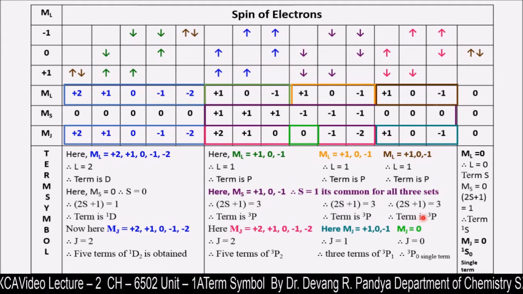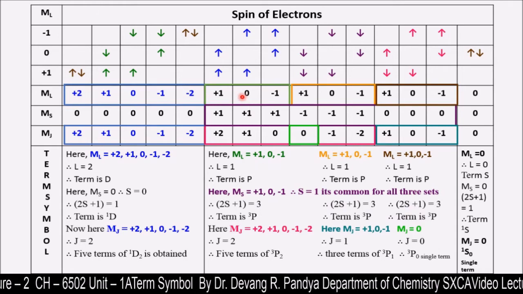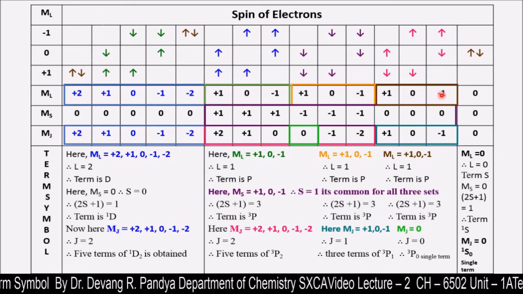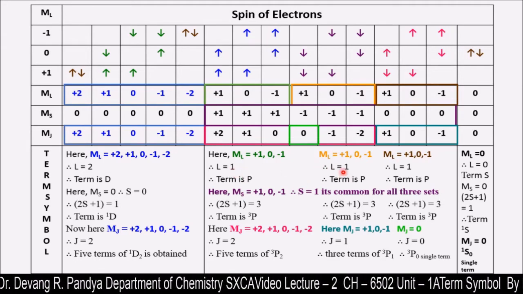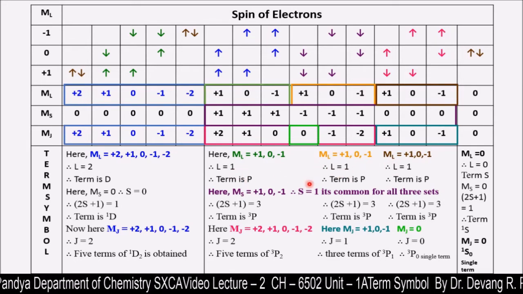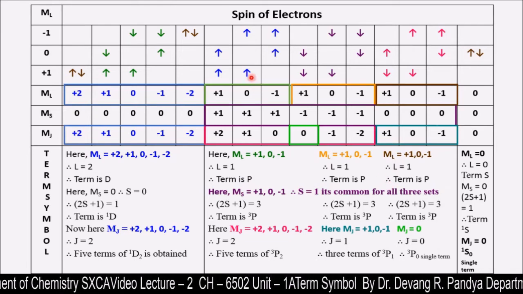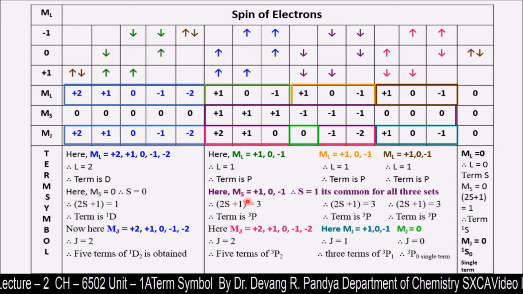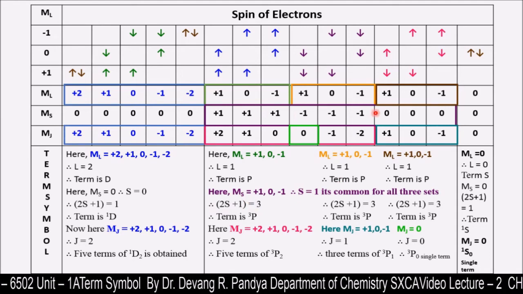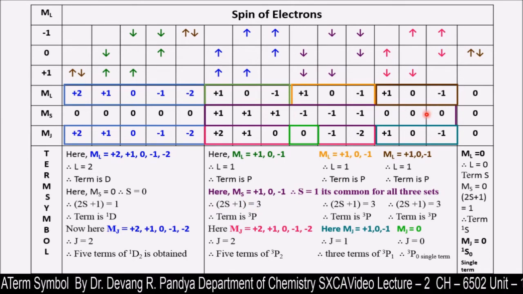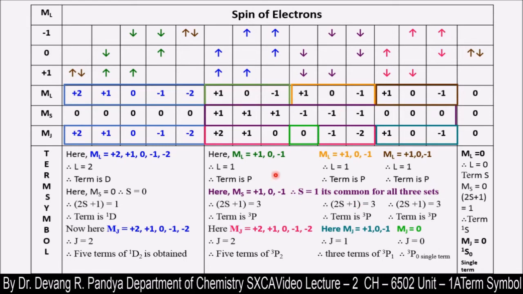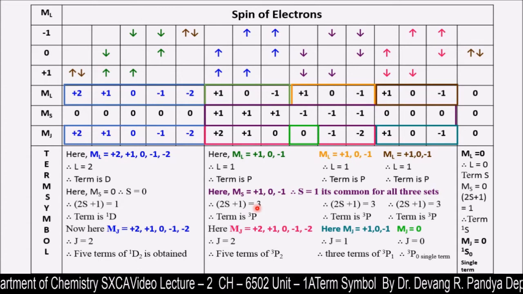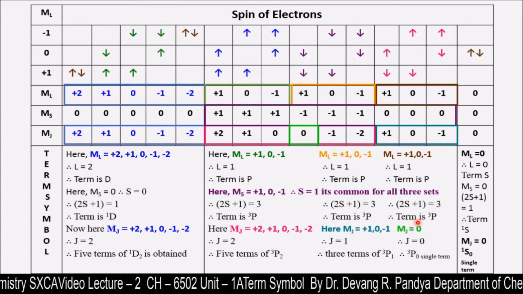Because for these 3 sets, you can see +1, 0, -1 in each. So your L is equal to 1 for all, and therefore P terms can be assigned to set 1, set 2 and set 3, and the spin multiplicity is common. So for all these 3 sets, your spin multiplicity would be triplet. So triplet P, triplet P, triplet P.